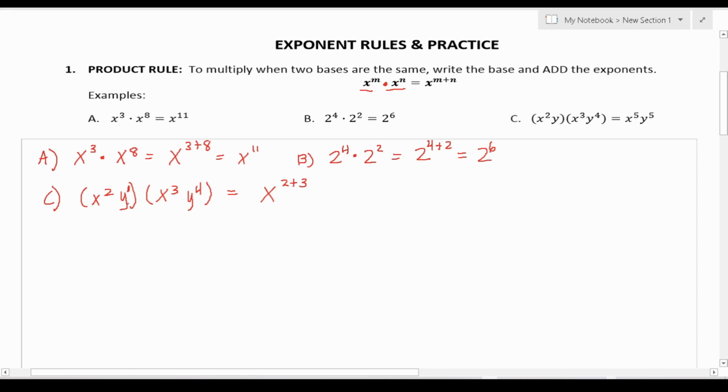And then here we have the base of y. So let's write that down. As I mentioned, this one's raised to the first power. This one's raised to the fourth power. So according to the product rule, we just add them. So that's going to be 1 plus 4. And let's go ahead and simplify. X to the 2 plus 3 is x to the fifth. And y to the 1 plus 4 is y to the fifth. Okay, so that's all there is to the product rule. Write down the base, add the exponents.